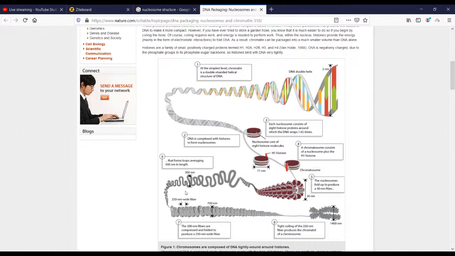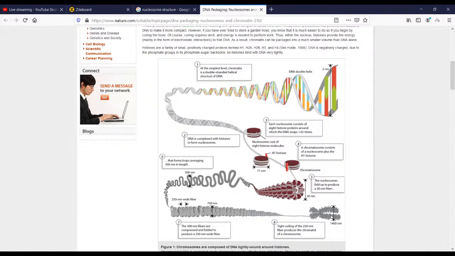More and more twists again. So now the diameter is 300 nm. Then again, more and more twists, 250. Okay, so then we have 700, and this is the chromosome, 1400 nm. The entire DNA is put here completely. So this is the chromosome, the chromatids of the chromosome. You can see this structure.